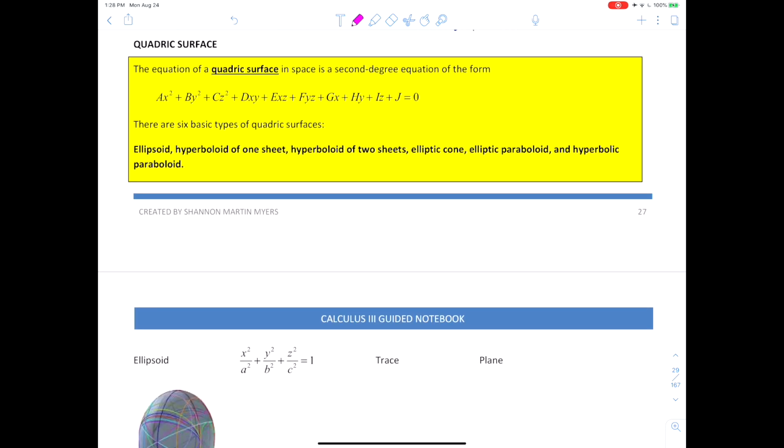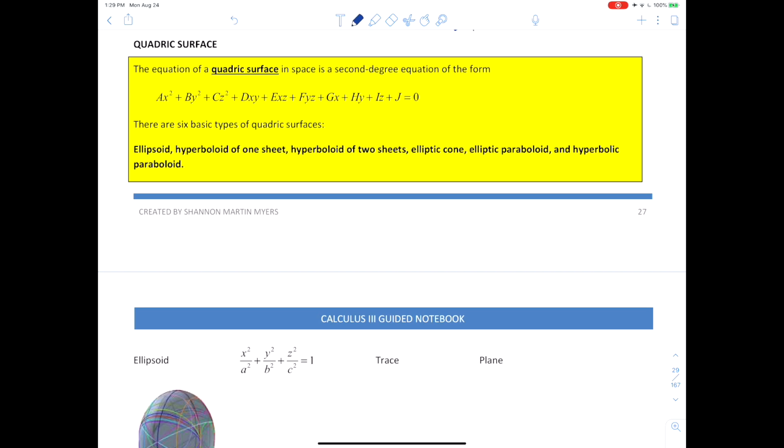Now a quadric surface, the equation of a quadric surface in space, is a second degree equation of the form, and it's second degree because some of the variables are squared. So you'll have ax squared plus by squared plus cz squared plus dxy plus exz, and notice you still have second degree for those middle terms there. Plus fyz plus gx plus hy plus iz plus j is equal to 0.